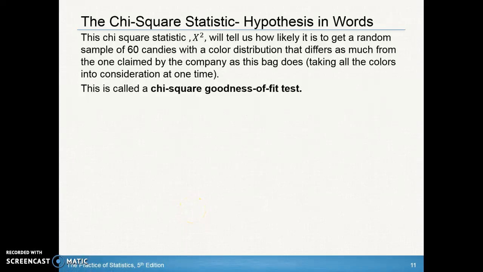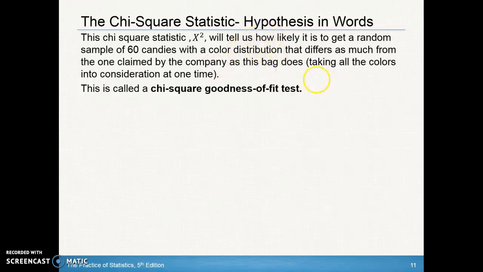All right, let's take a minute and look and see exactly what a chi-square test looks like and what your null and alternative hypothesis would look like. The chi-square test statistic will tell us how likely it is to get a random sample of 60 candies with a color distribution that differs as much from the one claimed by the company as the bag does.